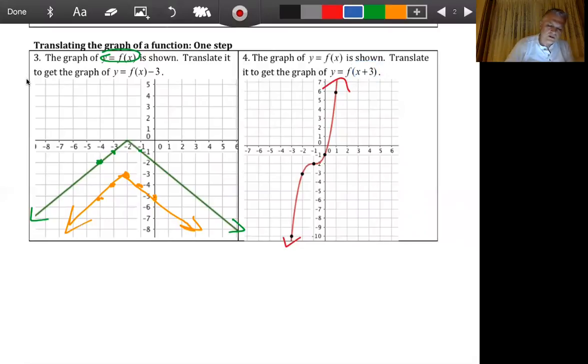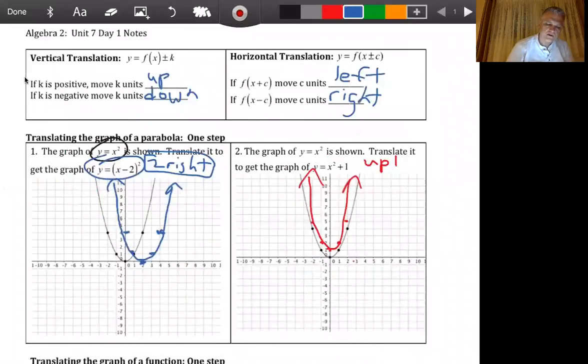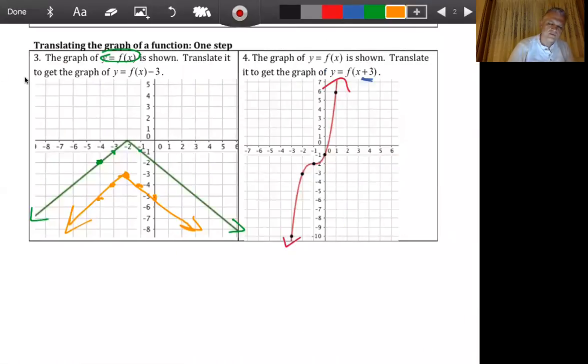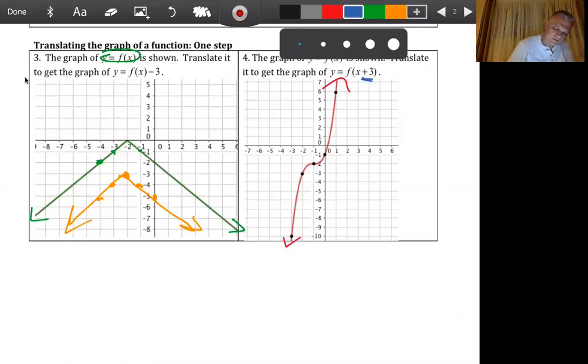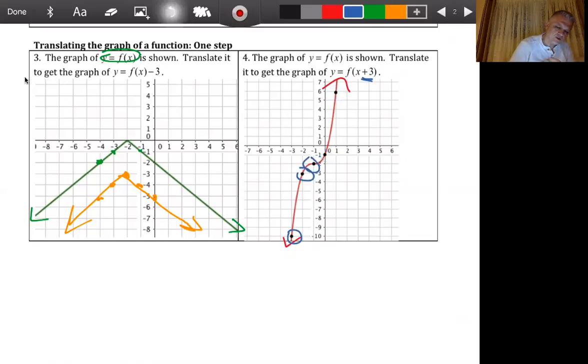Well, it's right in there with the x. So this plus 3, if you go back to your very first page here, that plus 3 being inside of the parentheses with your x, the plus means we're moving left. Okay, so we're going to move 3 units to the left. So each of these points, each of these dots, we're going to move 3 units left, and that will translate our entire graph 3 units left.